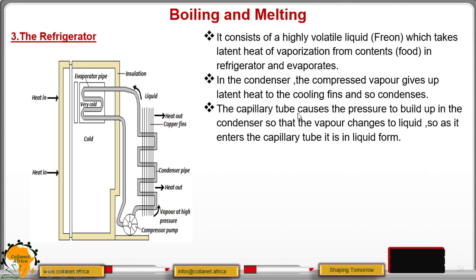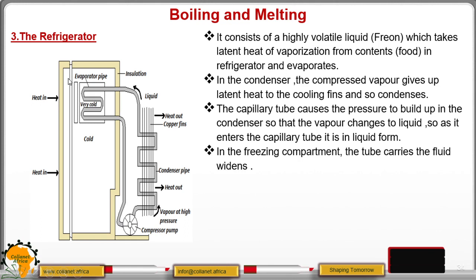So the capillary tube causes the pressure to build up in the condenser. You can see now the capillary tube, these ones that are moving. This one is the capillary tube. So it is causing the pressure to build up in the condenser so that the vapor changes to liquid. So as it enters this capillary tube, it is in liquid form.